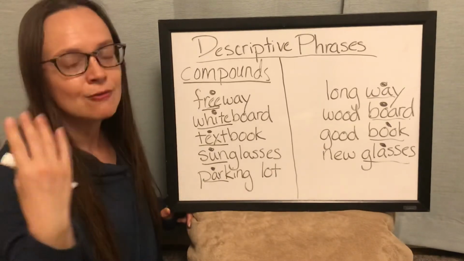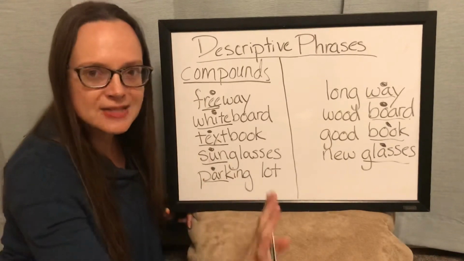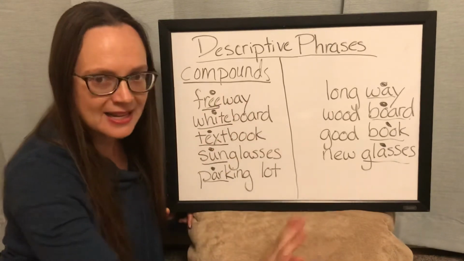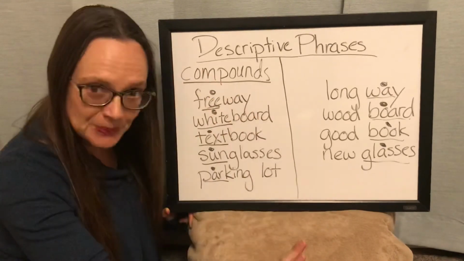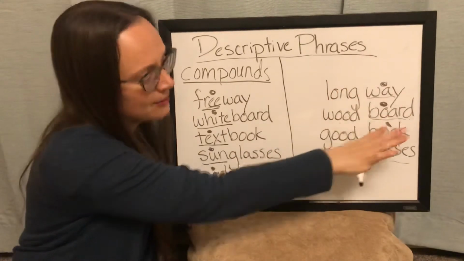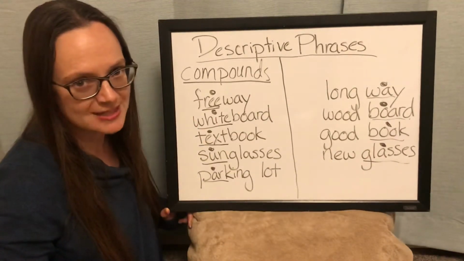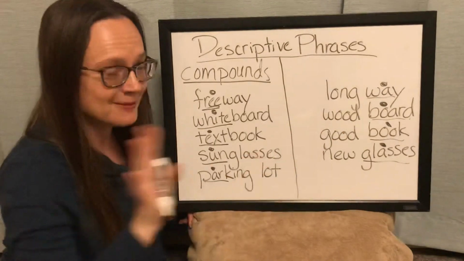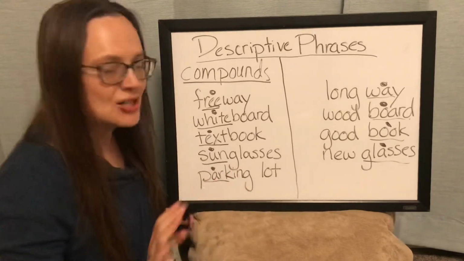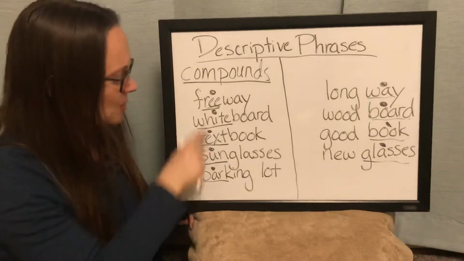And if you remember from our other chapters, when you have many words, English prefers to put the stress on the last word. So if you have lots of important words, it's the last one. Like we talked about the flag, red, white, and blue. Blue will be the most important word. Well, here, because these words are not a part of that word, we want to put the stress on the last word. That will be the one that takes the stress. Try after me. Long way. Wood board, good book, new glasses. Good, so those are descriptive phrases, and these were our compounds.